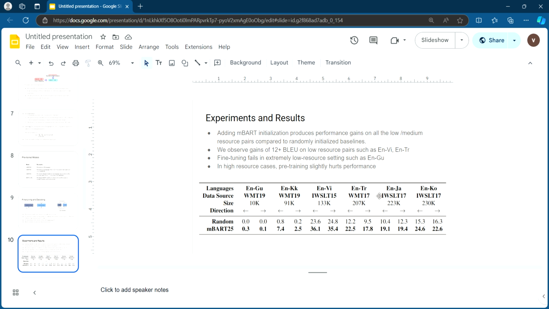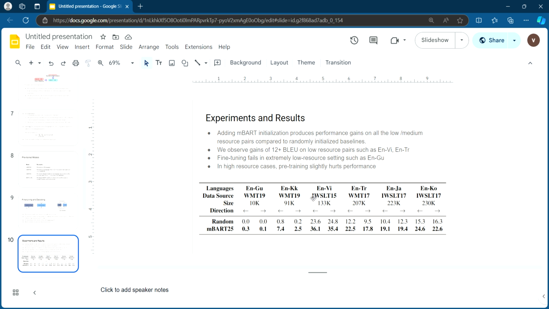Another important thing that we see is that for very low resources like English to Gujarati, both of the models fail. This is for obvious reasons, because the model is not able to learn the important relationship between languages due to the lack of data.